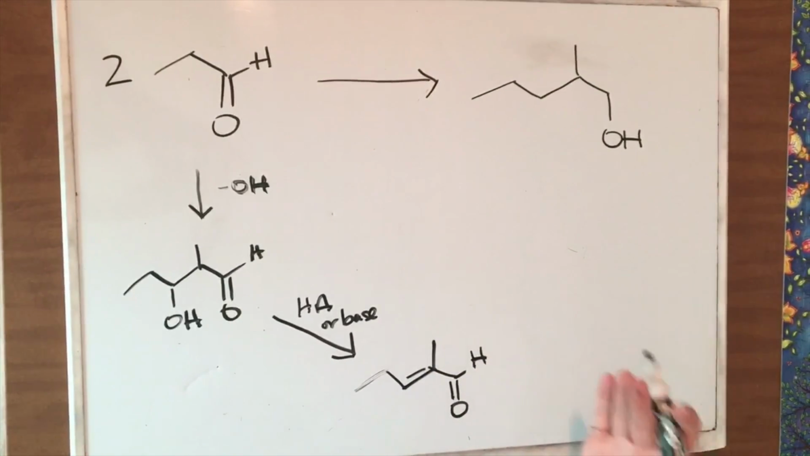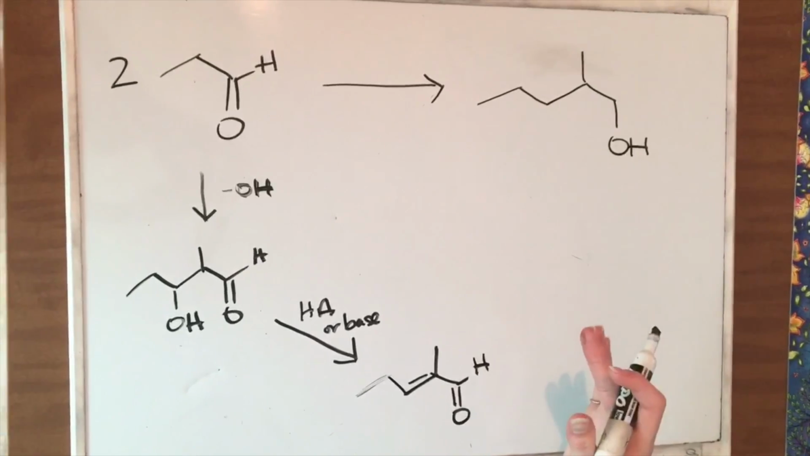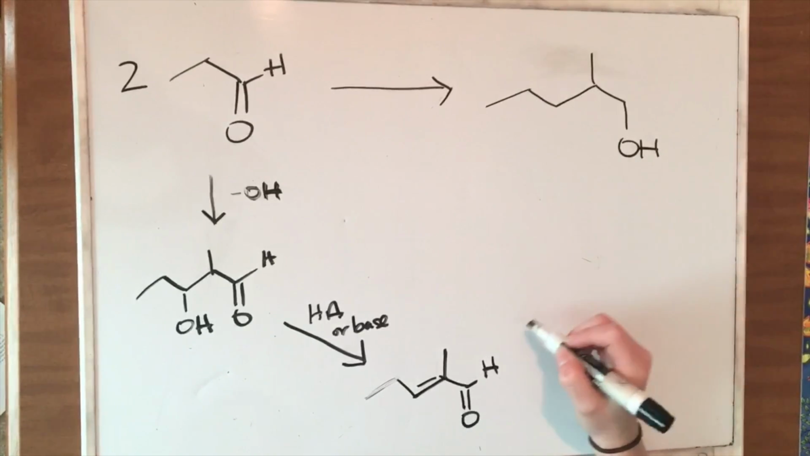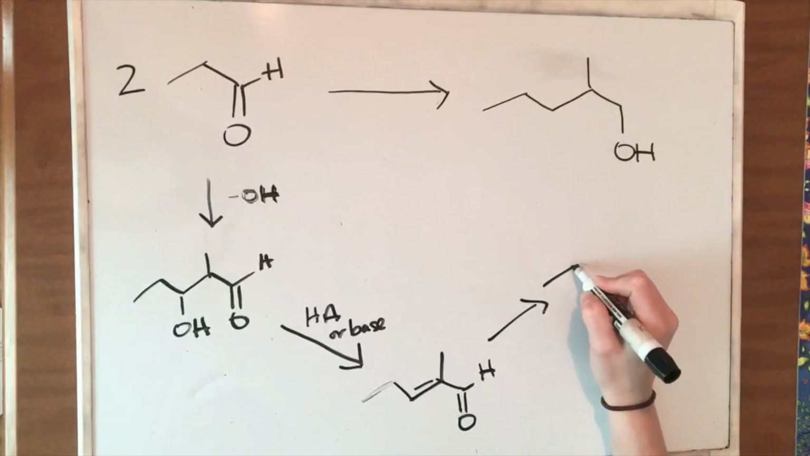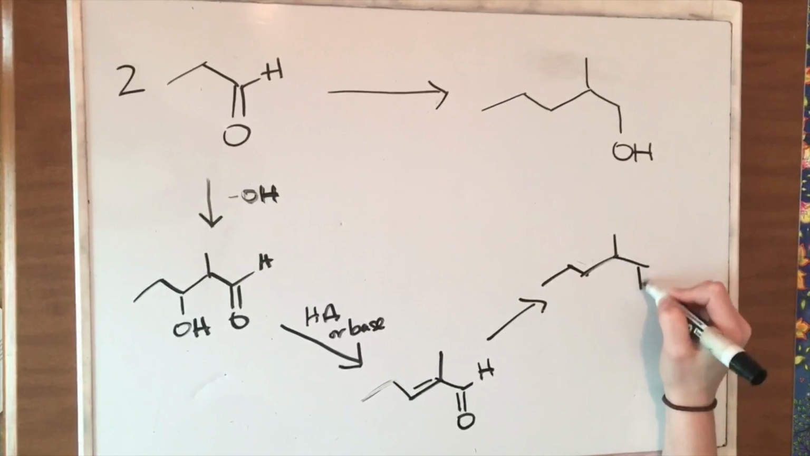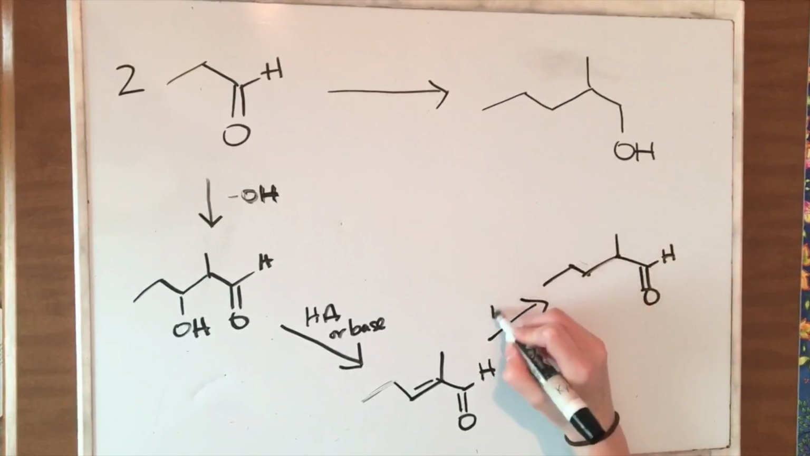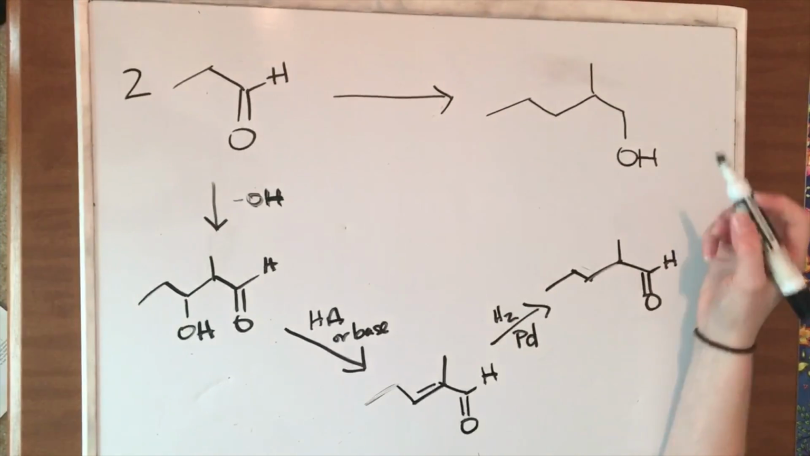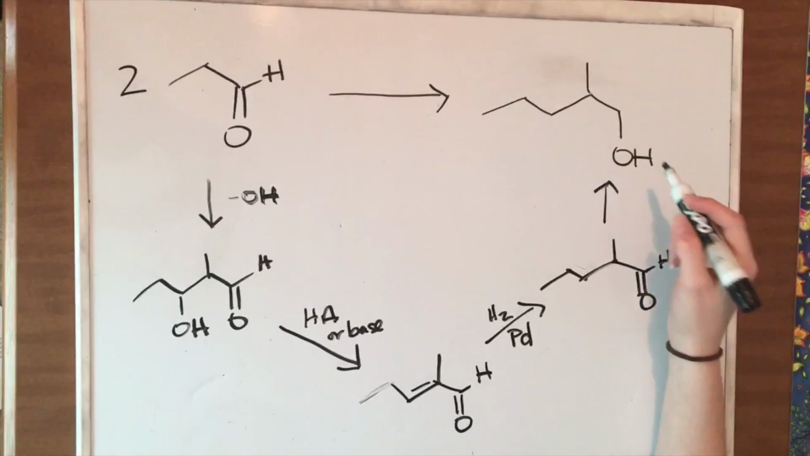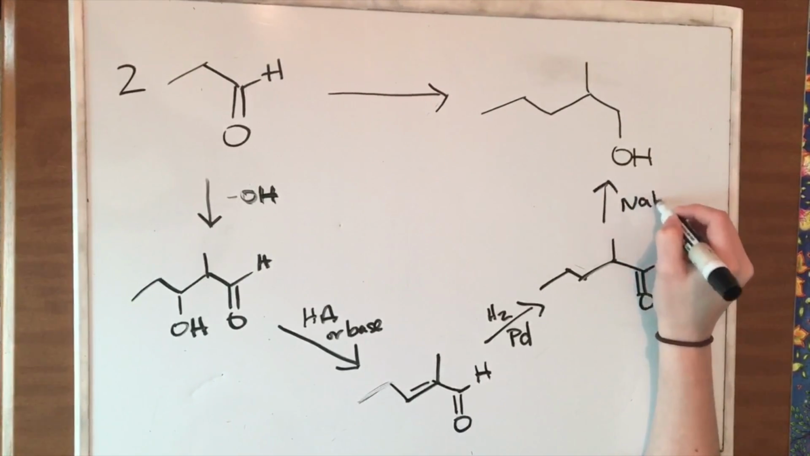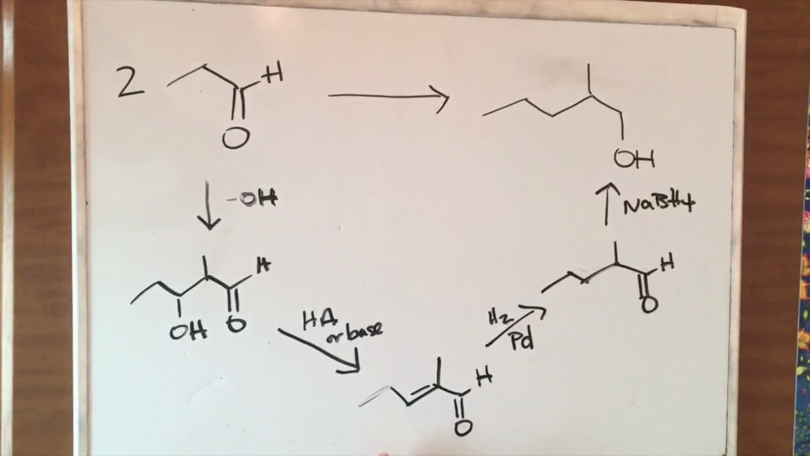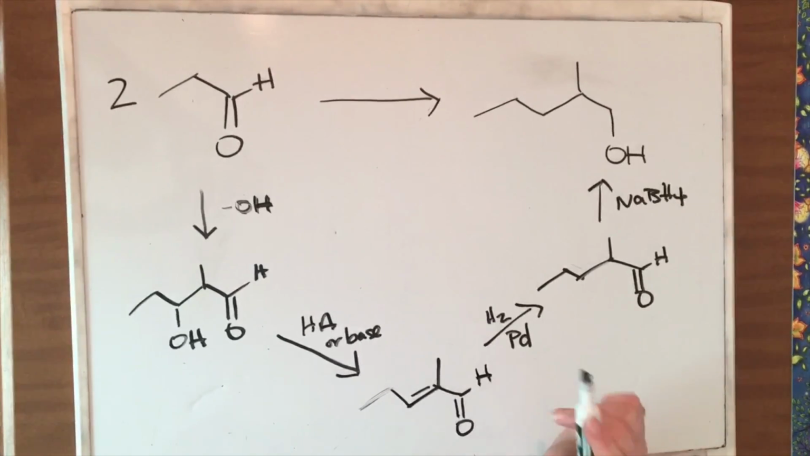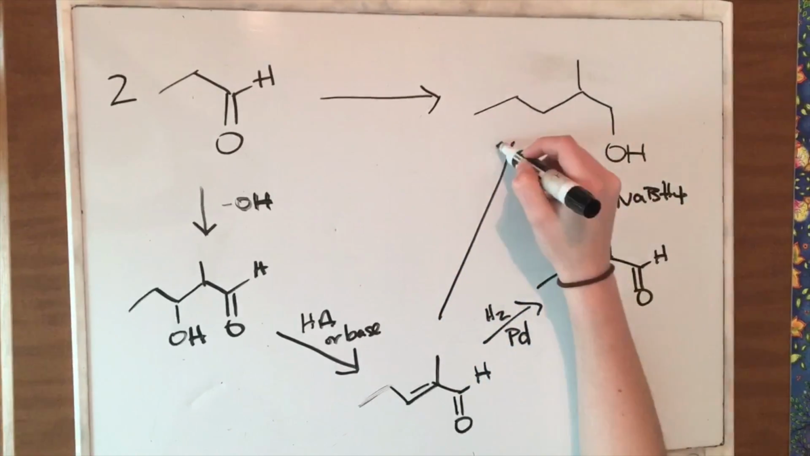And from here, you have two options to get to your saturated alcohol. You can either go through an aldehyde by putting in H2 and Pd, and then putting in NaBH4 to get to the saturated alcohol. Or you can go straight from the alpha beta unsaturated aldehyde to the saturated alcohol by putting in H2 and nickel.